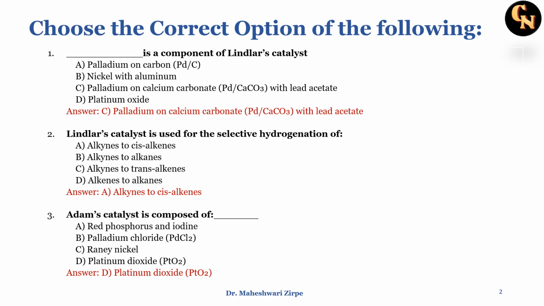Let us begin with the first, that is, choose the correct option of the following. The first one is: dash is the component of Lindlar's catalyst. The options given are palladium on carbon, nickel with aluminium, palladium on calcium carbonate with lead acetate, and platinum oxide. So the correct option is C, that is palladium on calcium carbonate with lead acetate.